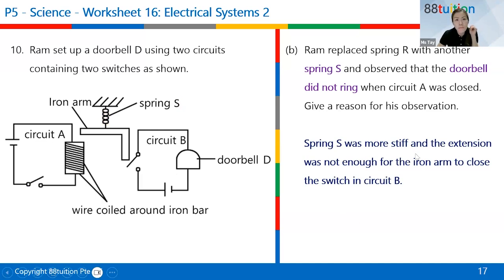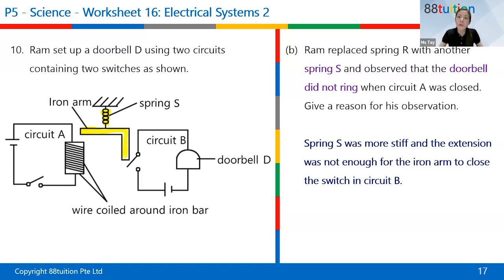What's the meaning of stiff? That means it cannot be pulled, right? Jason, cannot be pulled, cannot be extended easily. So the extension was not enough. That means it's a very hard spring. Usually somebody will tell you, oh, this spring is so stiff, so hard, right? Cannot compress it easily, cannot extend it easily. So when that happens, the extension over here will not be enough for the iron arm over here. See, the iron arm is here. So it's not going to come down as much as we wanted. When it doesn't come down enough, it cannot close the circuit, right?